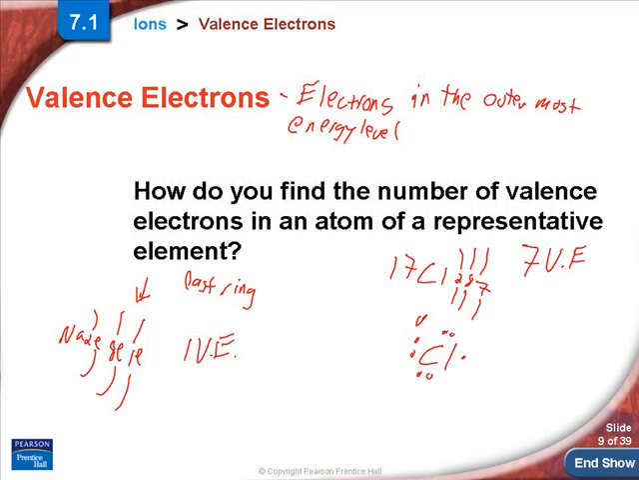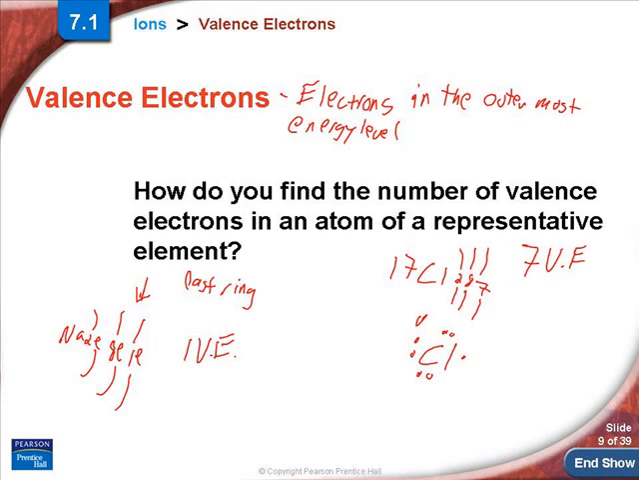Okay, the first thing we need to learn about is valence electrons. Understanding what a valence electron is is very important. So, I added the definition: electrons in the outermost occupied energy level. It's written right there. Make sure you know it. If you'd like, take a moment and write down these notes.